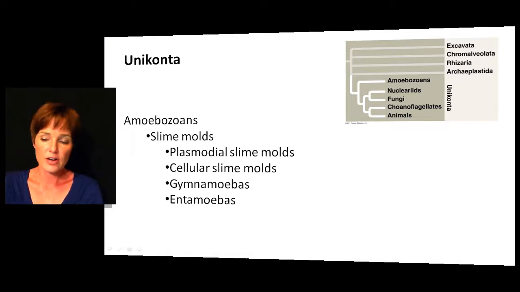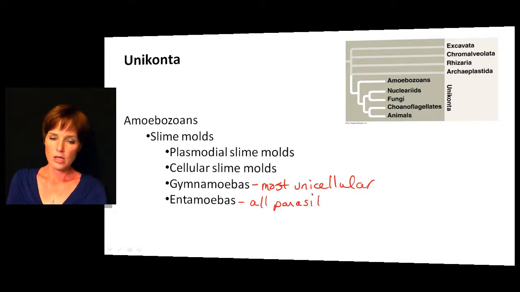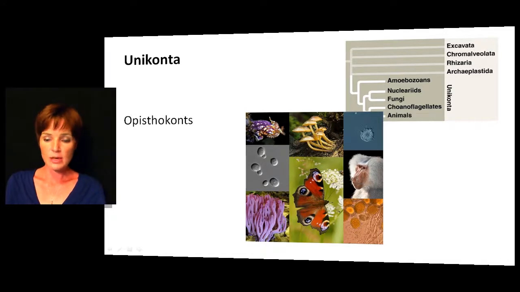The other two groups that we have on here are not as well known. We have these that are mostly the gymnamoebas. These are mostly unicellular. They are mostly heterotrophic. And then the entamoebas on the bottom, these are all parasites. And these are parasites that affect animals, and they also affect invertebrates. Other than that, we're not going to say a whole lot about those. The last grouping of the Unikonta is what we call the Opisthocons, and this is very diverse. It's going to include some animals, fungi, and then also protists in this. So a very diverse grouping in this one.